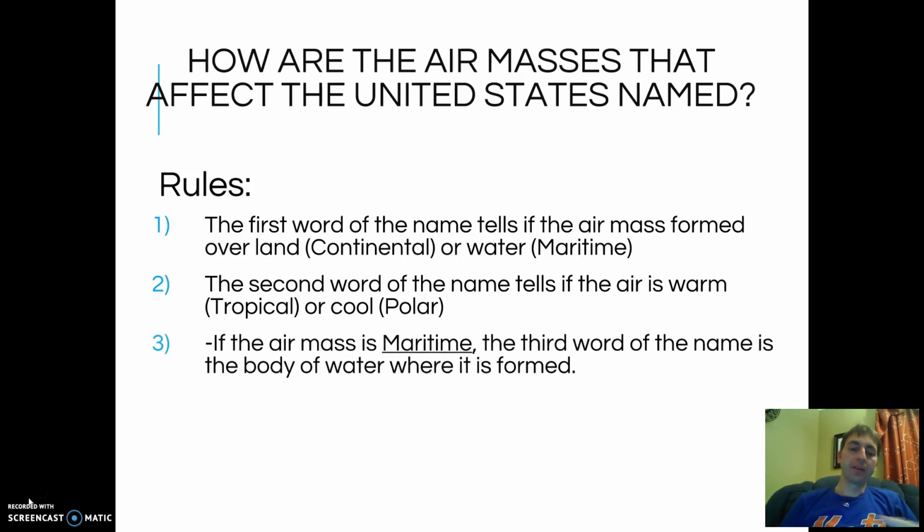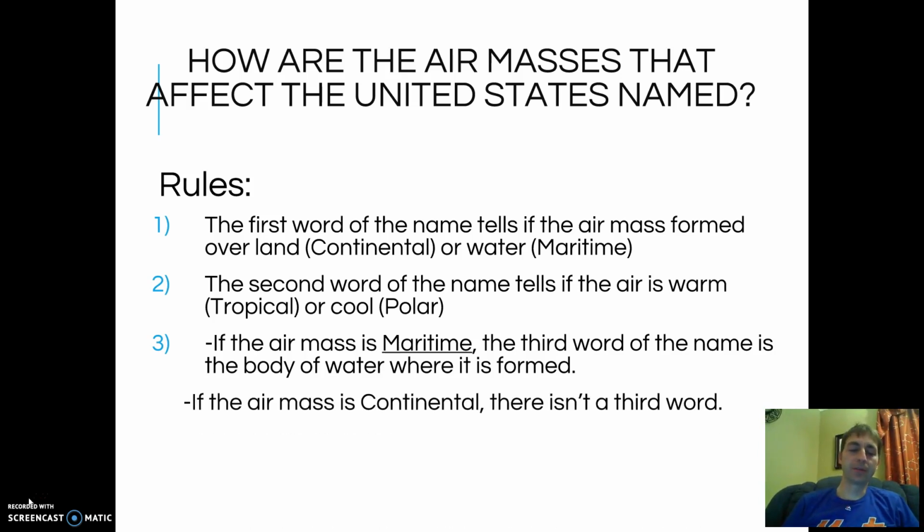The third word only applies if it forms over a body of water, where you might name the body of water where the air mass actually formed. There is no third word if it's from over land because we only have two options here in the United States. It's coming from Canada if it's a polar air mass. It's coming from Mexico if it's a tropical air mass.